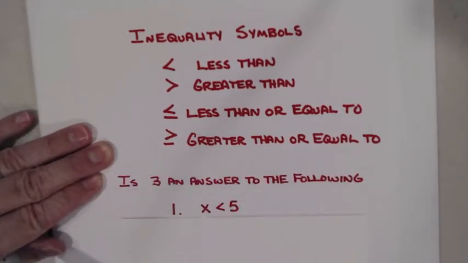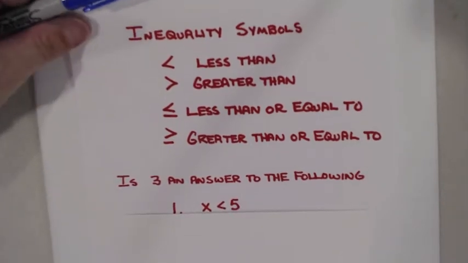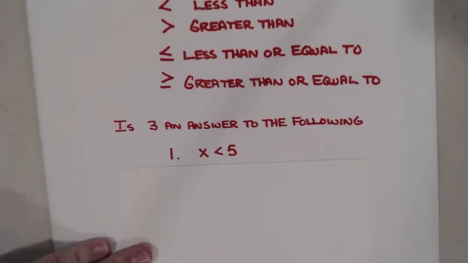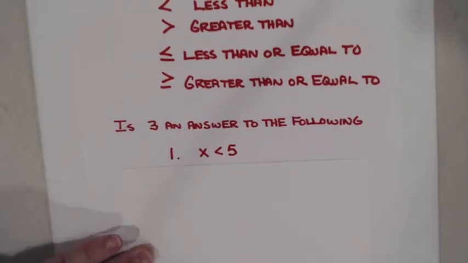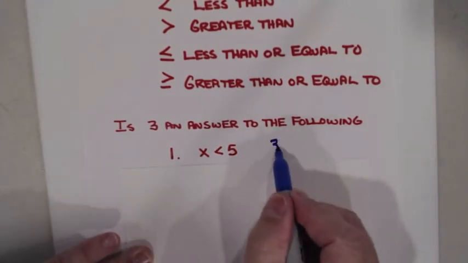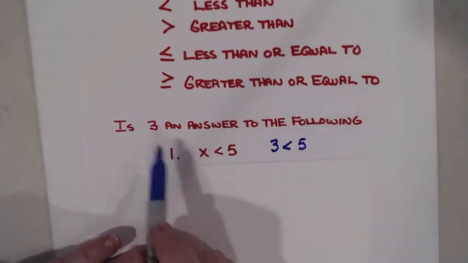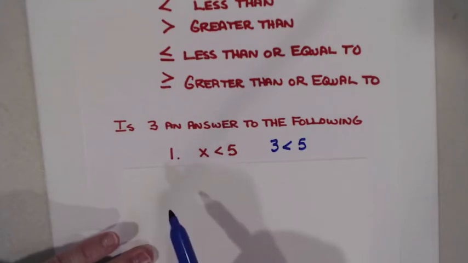So we're going to look at this example right here. This example says, is 3 an answer to the following? Well, let's look and see. If I take 3 and put it in this spot right here, and I read it according to those symbols up there, it would say 3 is less than 5. So by putting 3 in this variable right here, then yes, that's going to be a true statement.